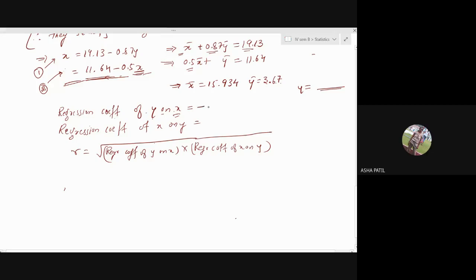Yes, you have to consider minus. That's what I wanted. Minus should be considered. Minus 0.5. And the regression coefficient of x on y in this line, what's the coefficient of y? Minus 0.87. Write both the decimal places, otherwise you will not get an accurate value. So what is the value of r?